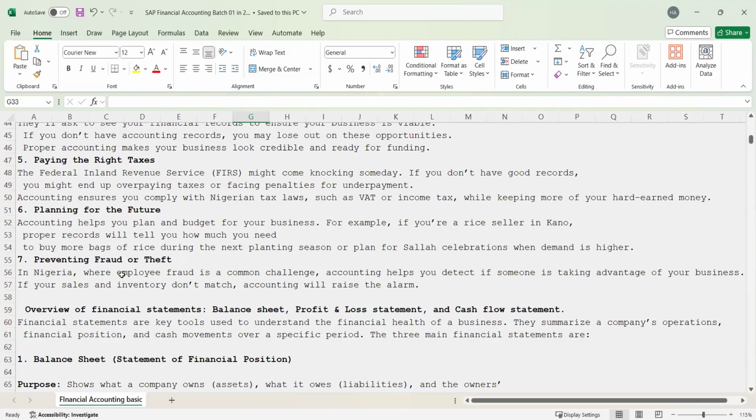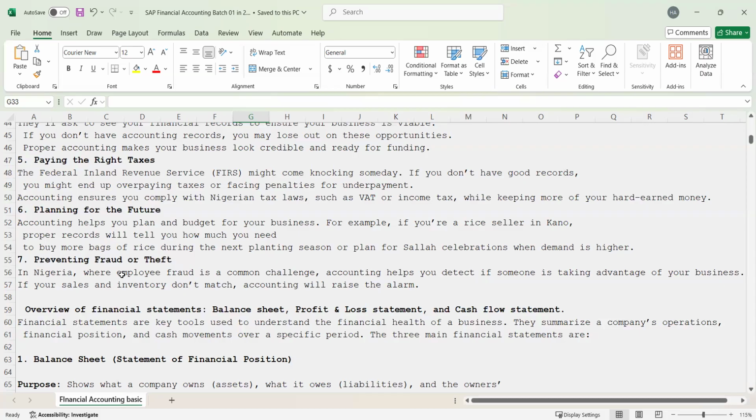So accounting also helps you to prevent fraud or theft. What do I mean? In Nigeria, employee fraud is a common challenge, right? In fact, I used to joke with some of my friends that if I start a company, in the accounting section, I will be having regular meetings where I will divide some people to think of how they can defraud the company. Then I also tell some people to go and think of how they can mitigate any form of fraud. And it will be like a very fruitful debate, not because we want to harm ourselves, just for us to know whether there are loopholes in the business.